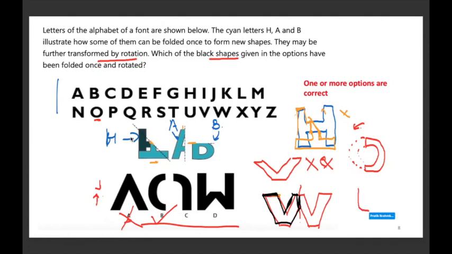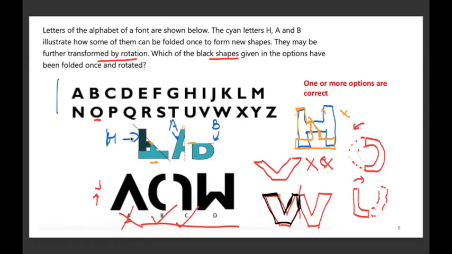With case of option C, वो U का rotated version है. So U happens like this. Okay, and then when folded, and then you rotate it clockwise. So you get C, which is true.